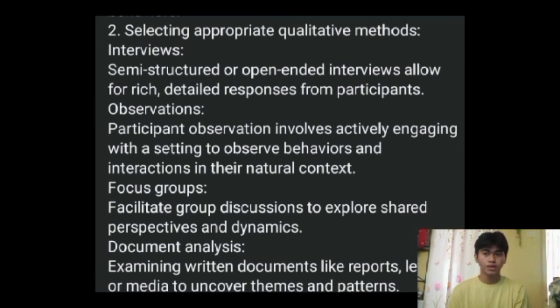So in a focus group discussion, you gather together to explore your shared experiences. And then document analysis, examining written documents like reports and letters for themes and patterns. So that is the second step, which is you need to select appropriate qualitative methods based on your chosen field.